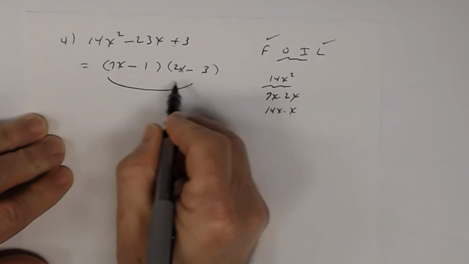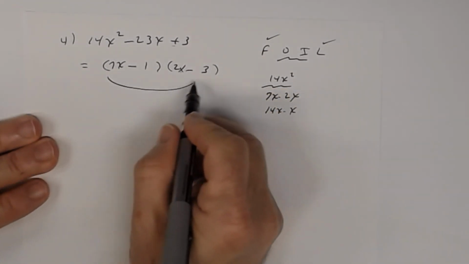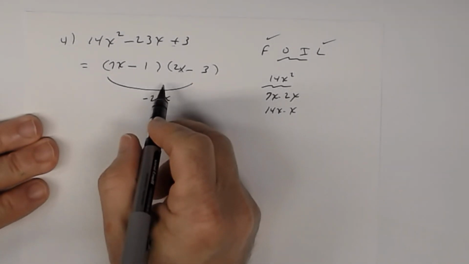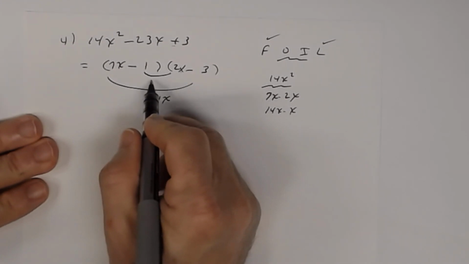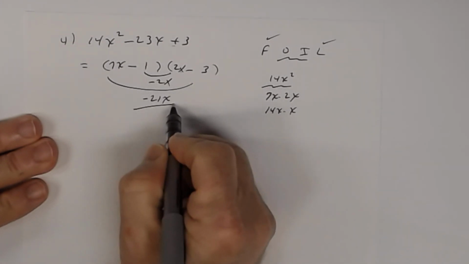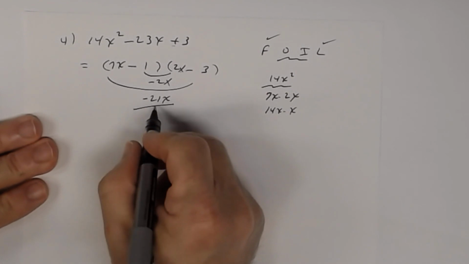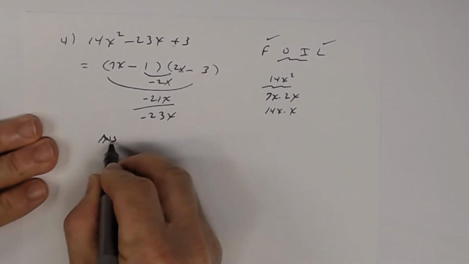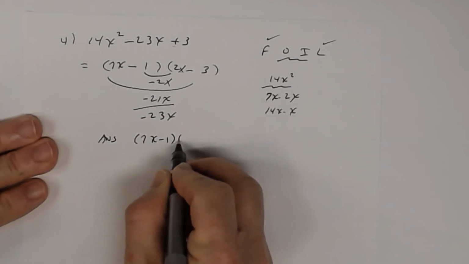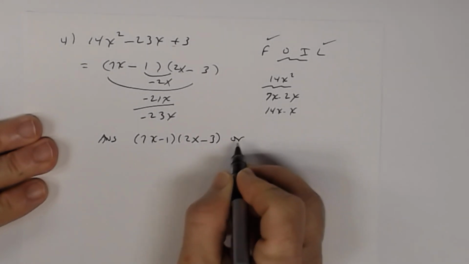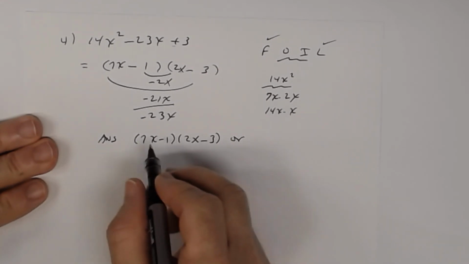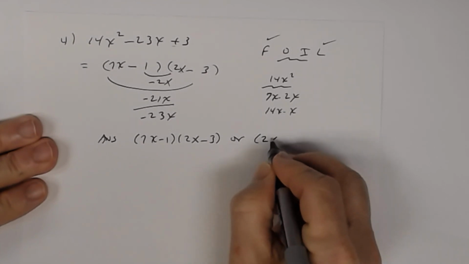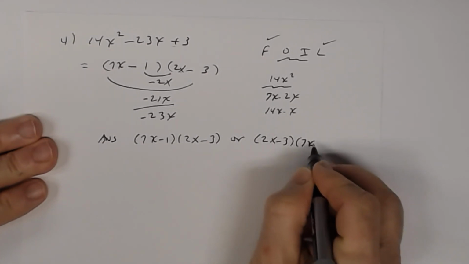The outer, 7x times a negative 3 is a negative 21x, right? And then negative 1 times 2x is a negative 2x. And when I add them up, notice right away, I get a negative 23x, and that's what I wanted. So the answer is going to be 7x minus 1 times 2x minus 3, or remember multiplication is commutative, so the order in which you multiply does not matter. So I can write this as 2x minus 3 times 7x minus 1.